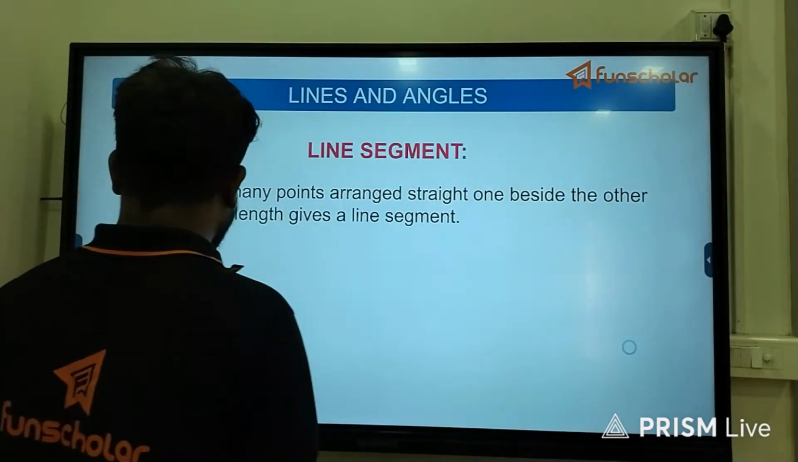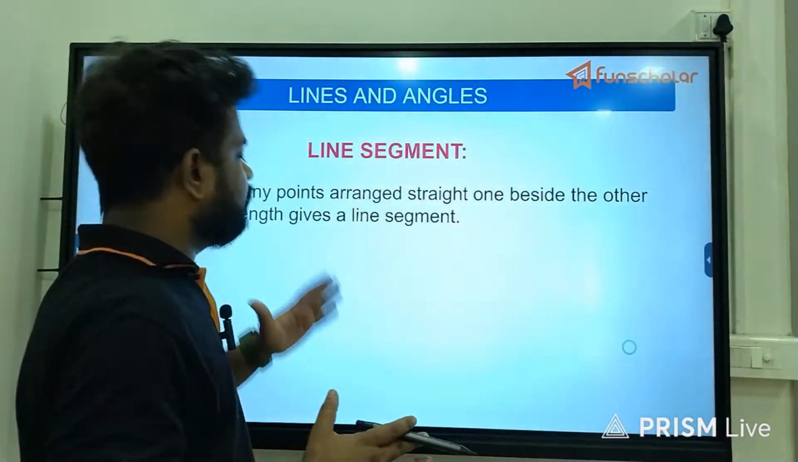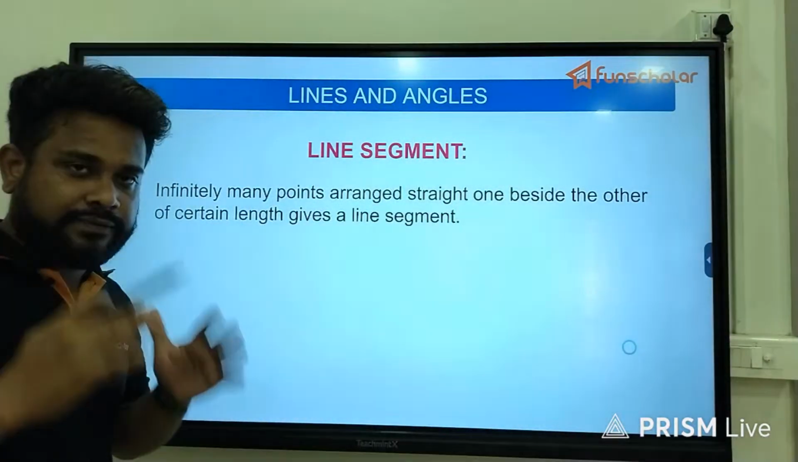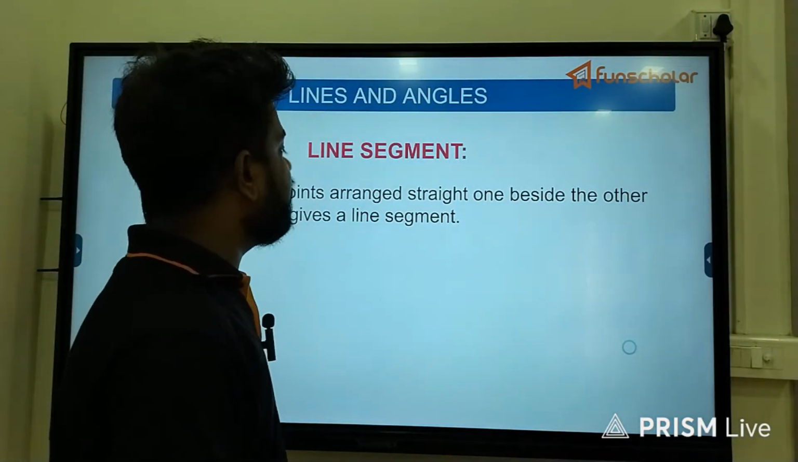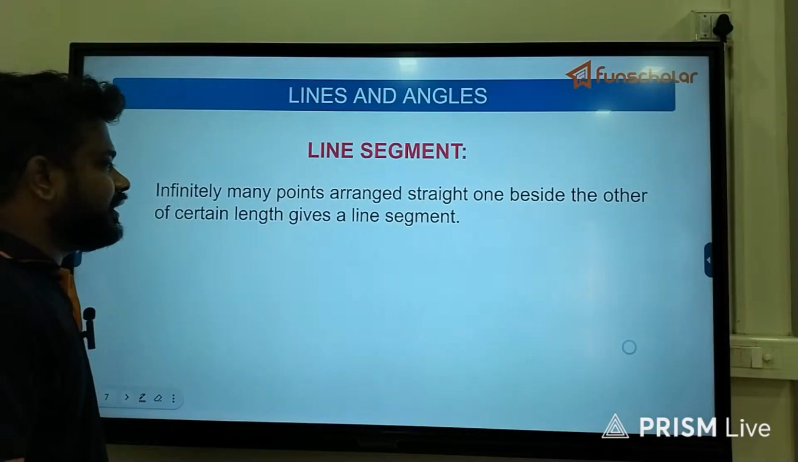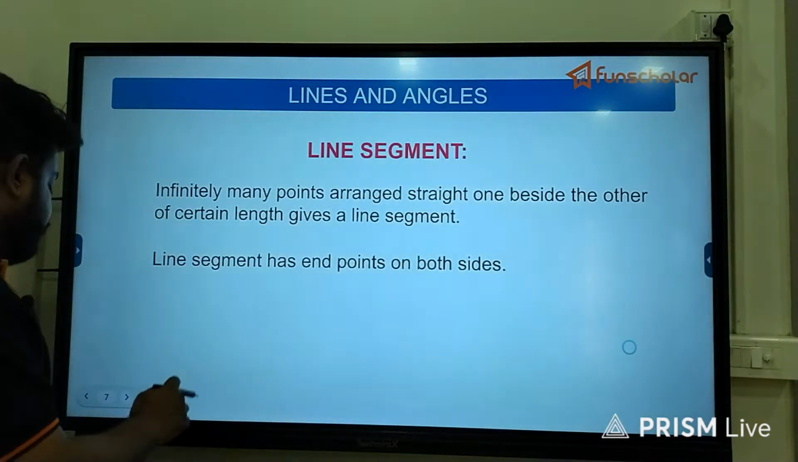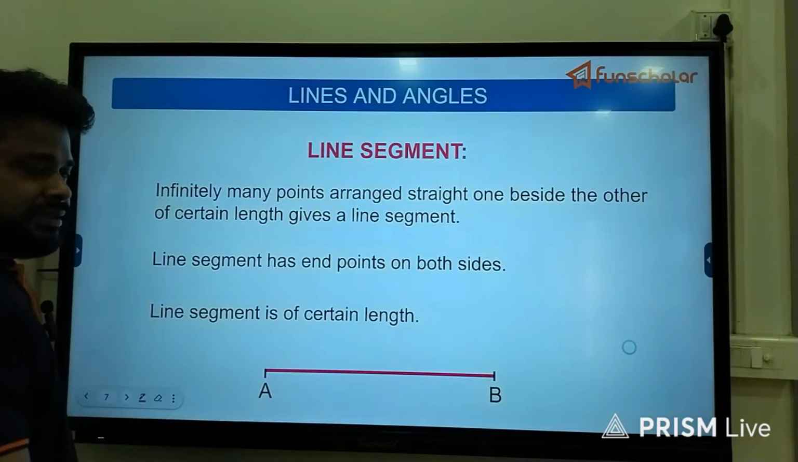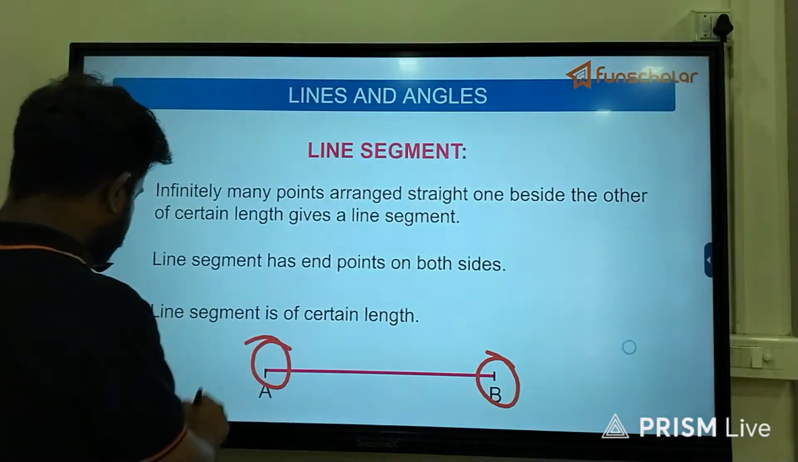Okay, let's go next. Line segment, and I already told you before the differences between a line and a line segment. So infinitely many points placed straight one beside the other, of a certain length, give a line segment. Its figure will look like this. It won't have arrows on both sides.